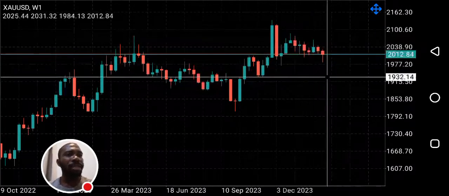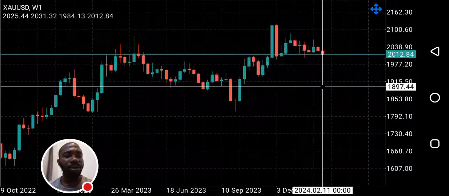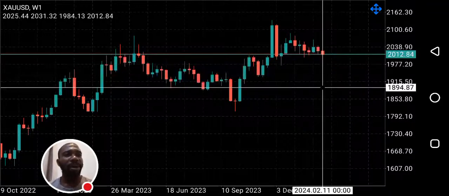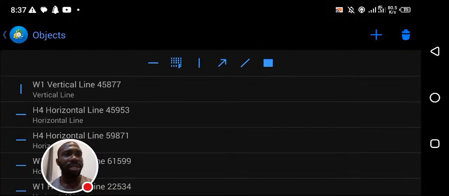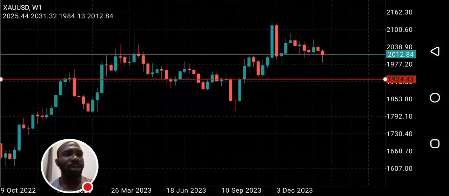Okay, the pattern on the weekly time frame gives us an idea of where price is heading to. So we can see this is a hammer. Another thing you need to look out for on the weekly time frame is the low of this bullish candle.